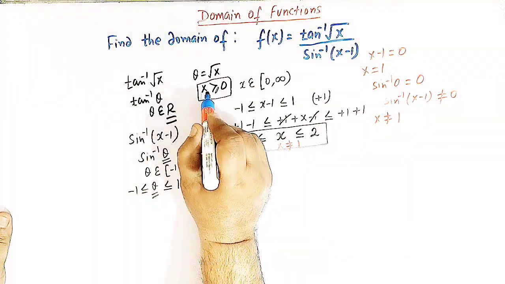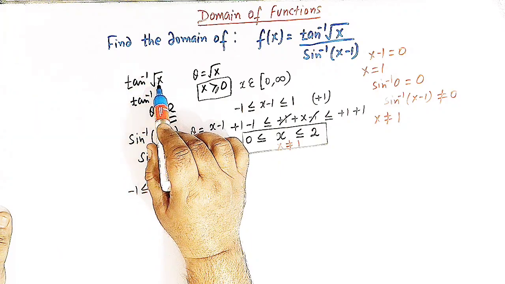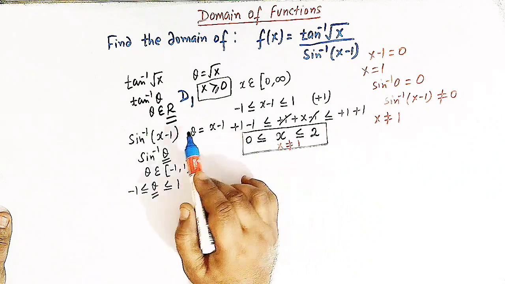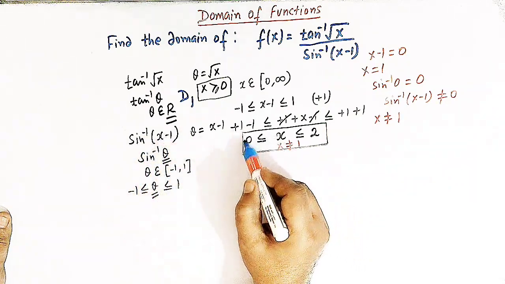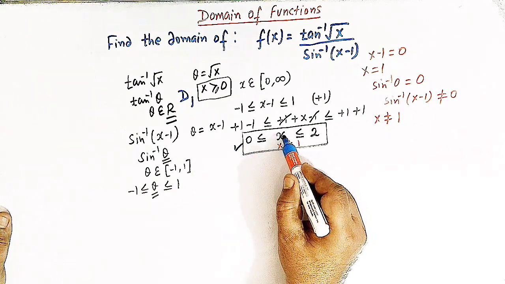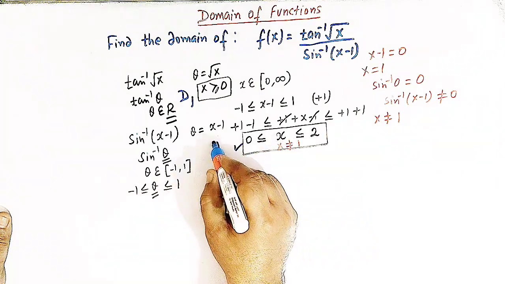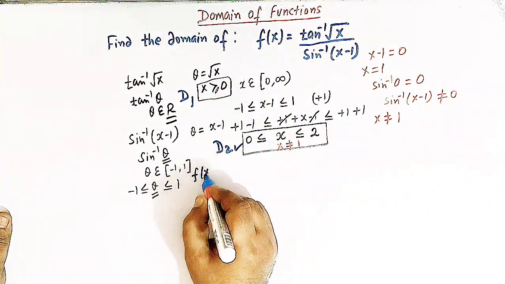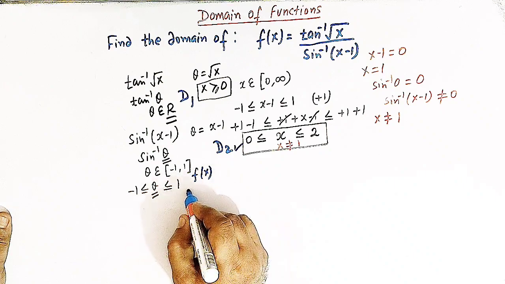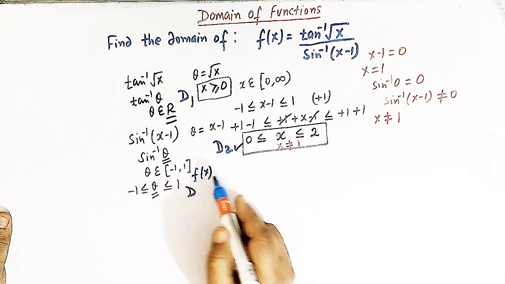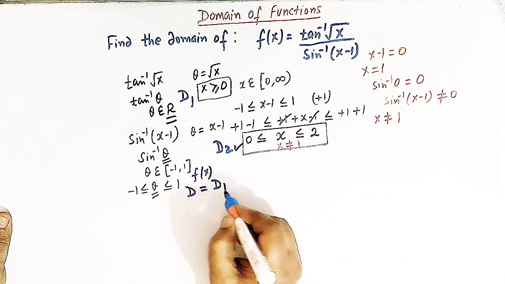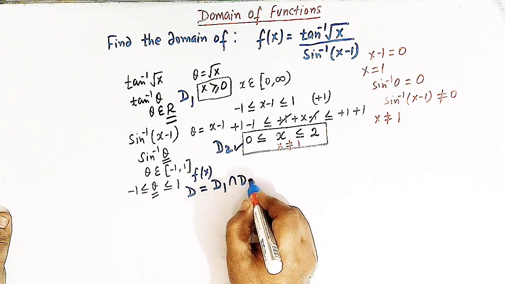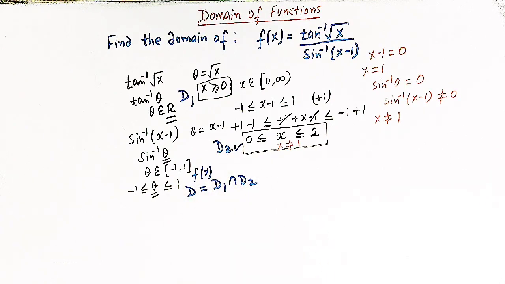So now let us call the domain of tan inverse square root of x as D1, and the domain of sine inverse x minus 1, which is given by these two expressions, let us call it D2. So the overall domain of the function f of x is given by, say, D is the domain of f of x. So D is given by the common region between D1 and D2. So we have the intersection of D1 and D2.